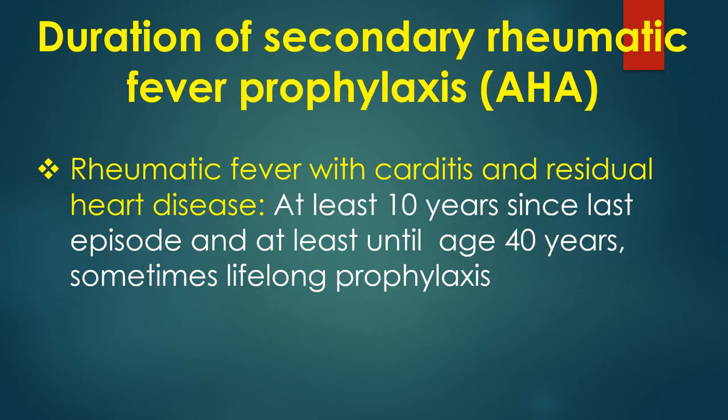American Heart Association recommended duration for secondary prevention of rheumatic fever are as follows. Rheumatic fever with carditis and residual heart disease: for at least 10 years since the last episode and at least until age 40 years, sometimes lifelong prophylaxis.